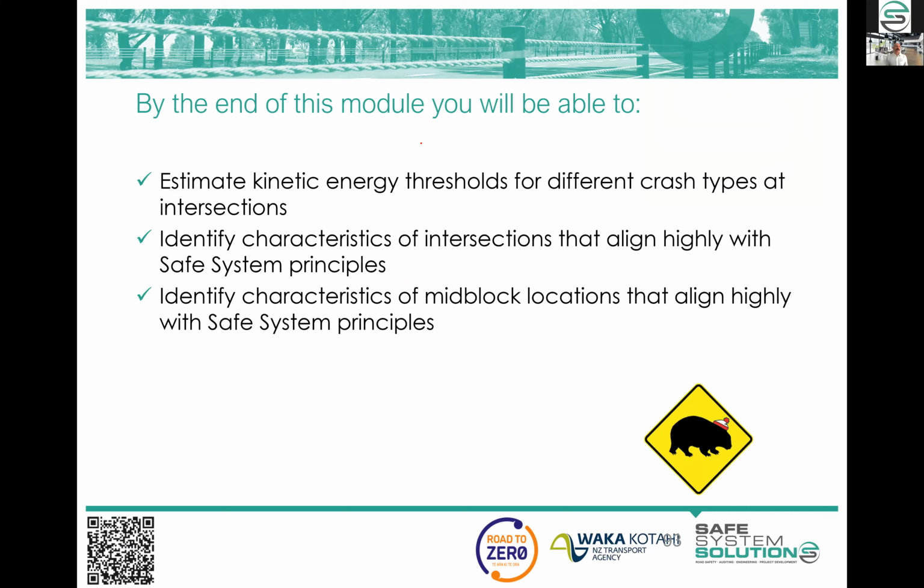So at the end of this module, we really want to scratch a bit deeper into the kinetic energy thresholds for different crash types at intersections and then at mid-block locations. Mid-block, for those who don't use that term, is just the area between intersections. And we're going to delve into characteristics of those areas that align highly with safe system principles. And by default, we're going to look at what doesn't align highly with safe system principles. And don't forget to count your wallies.